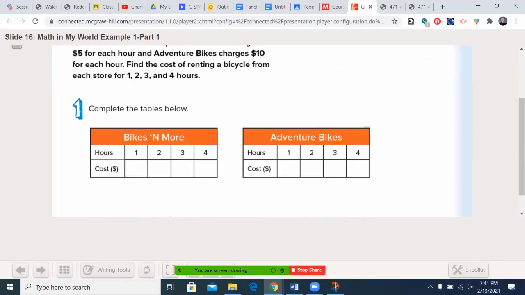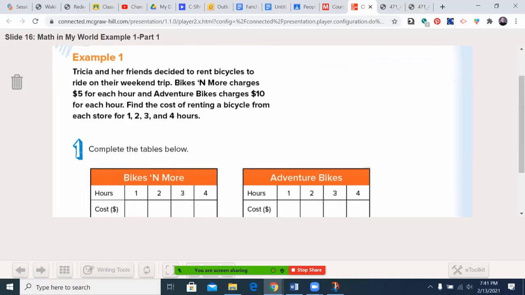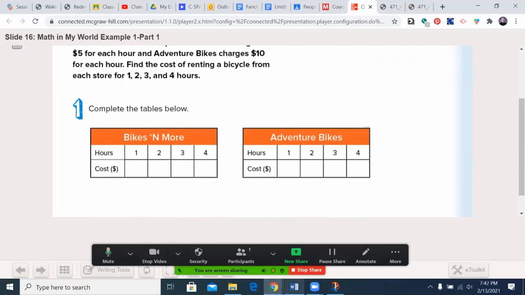And this is going to be found on page 531 in your packet. If you do not have your packet available, you should pause the video and go grab that. So, example basic. Tricia and her friends decide to rent bicycles to ride on their weekend trip. Bikes and More charges $5 for each hour, and Adventure Bikes charges $10 for each hour. Find the cost of renting a bicycle from each store for 1, 2, 3, and 4 hours.